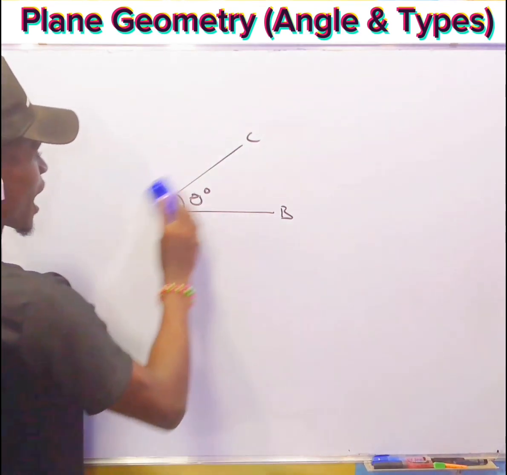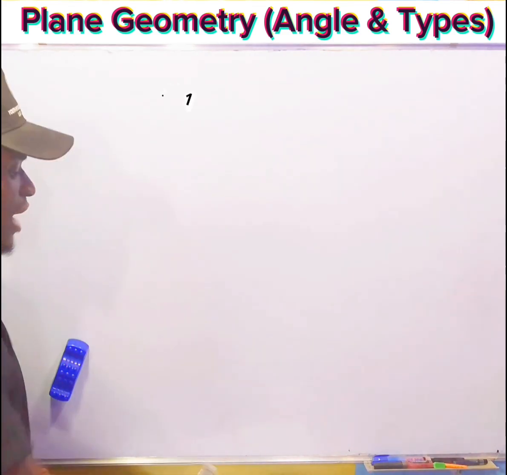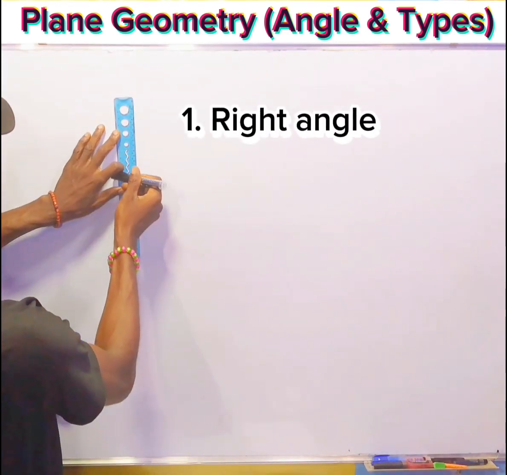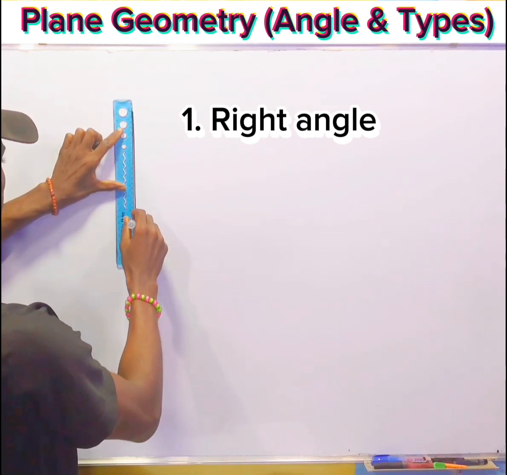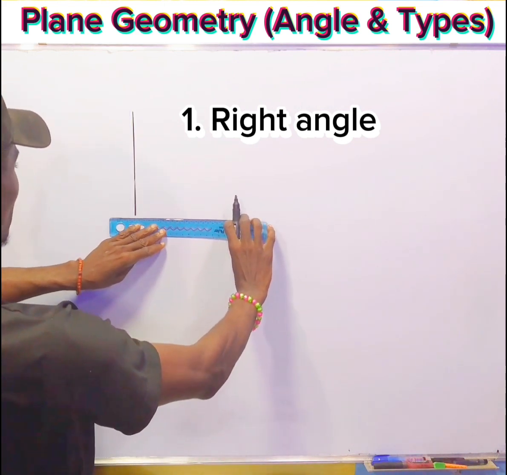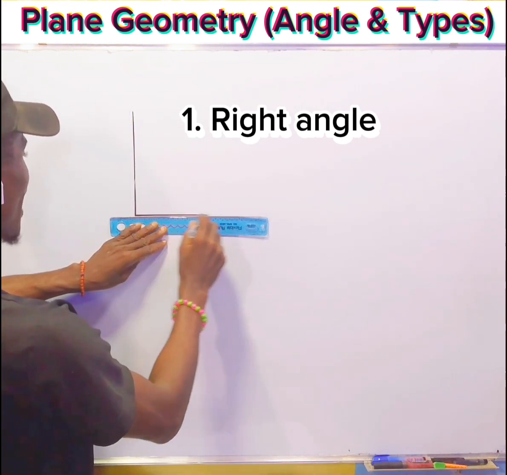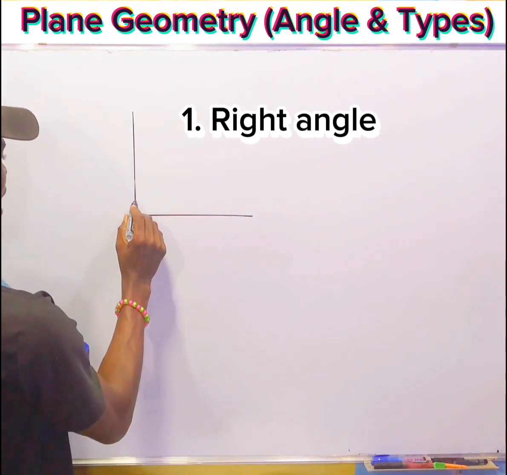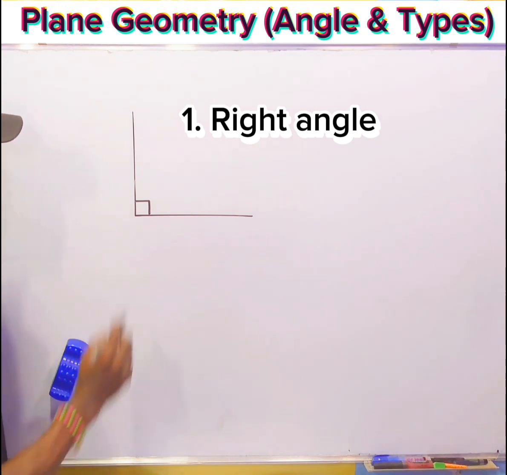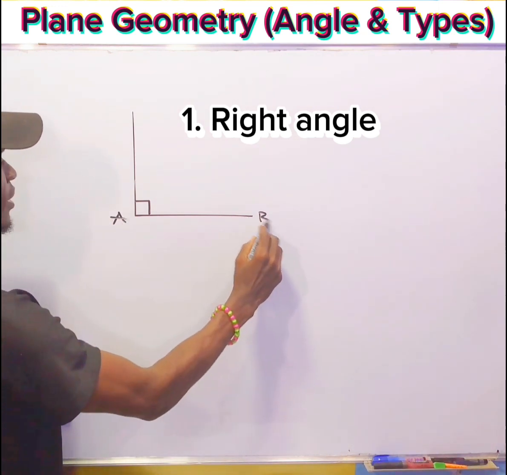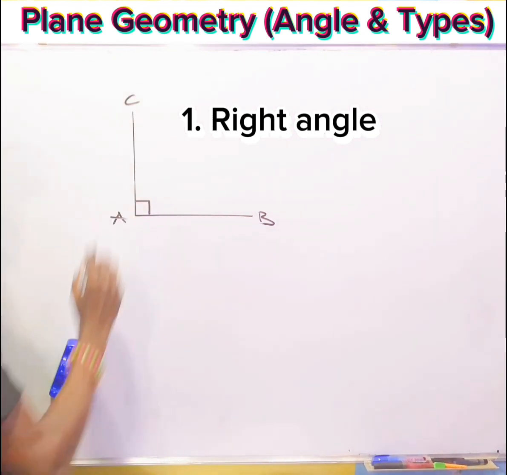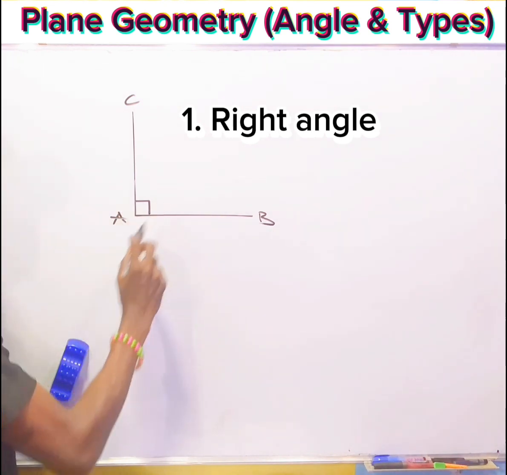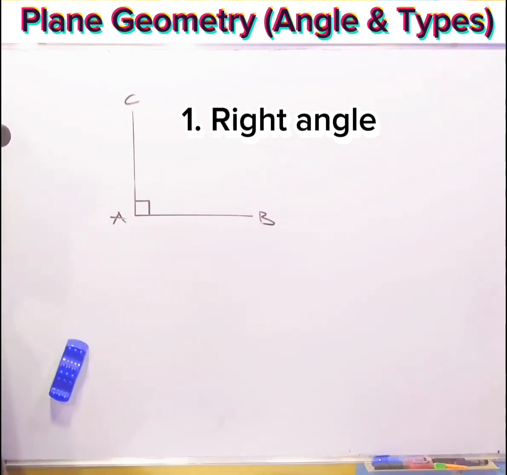So let's go to types of angles. First of all, we have the right angle. What is a right angle? A right angle is simply an angle that is of 90 degrees. A 90-degree angle is referred to as a right angle, which is if we have line AB and from point A we have a perpendicular line AC, so we call this a right angle.